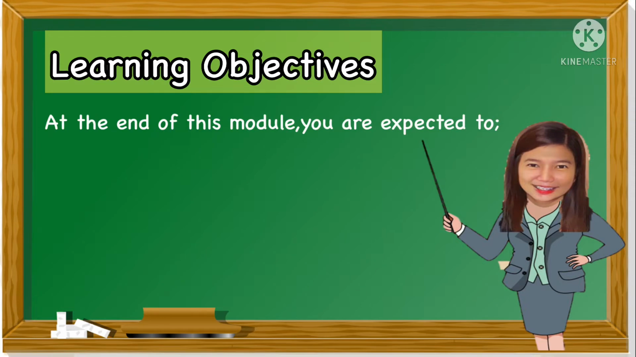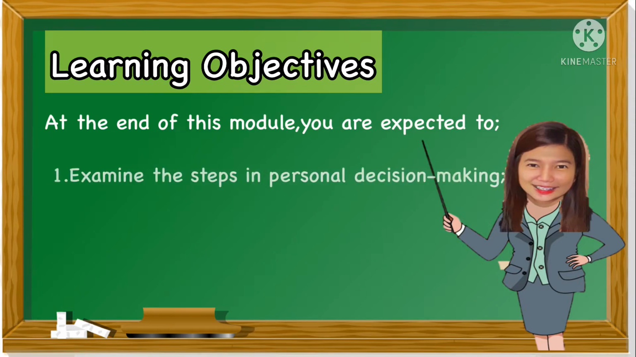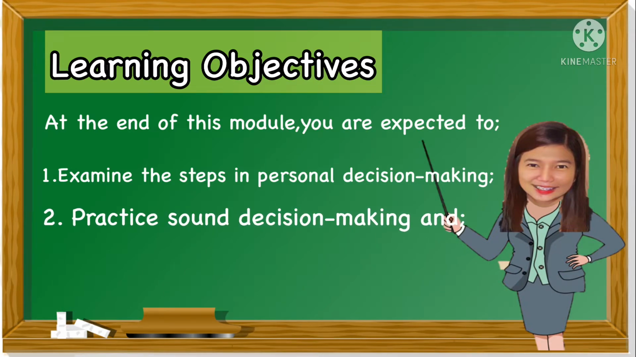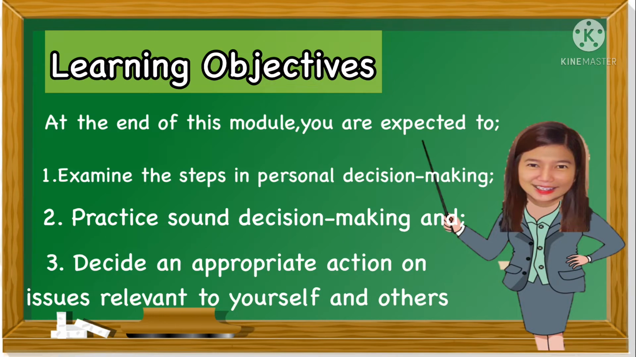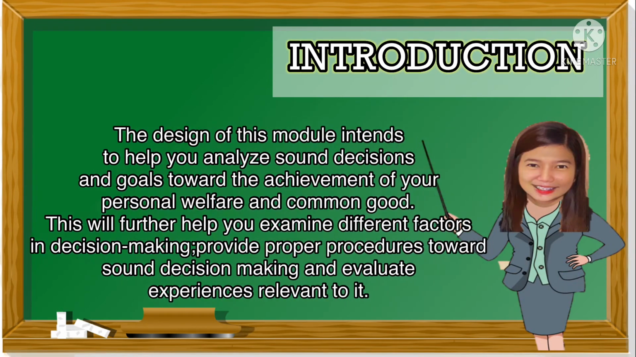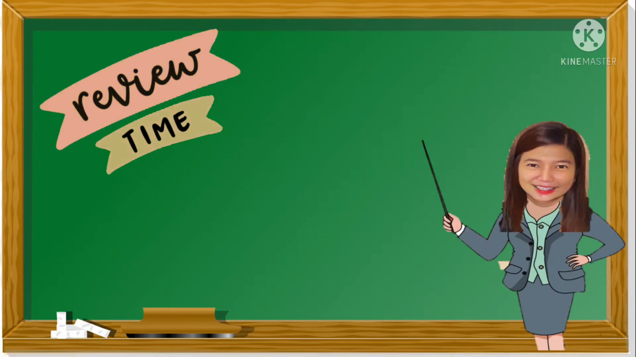At the end of this module, you are expected to examine the steps in personal decision making, practice sound decision making, and decide an appropriate action on issues relevant to yourself and others. Introduction. The design of this module intends to help you analyze sound decisions and goals toward the achievement of your personal welfare and common good. This will further help you examine different factors in decision making, provide proper procedures toward sound decision making, and evaluate experiences relevant to it. Let's have a review first of your past module.